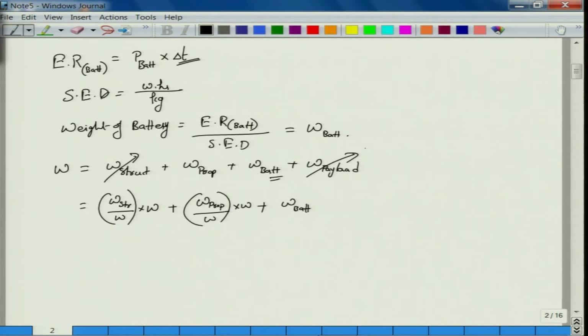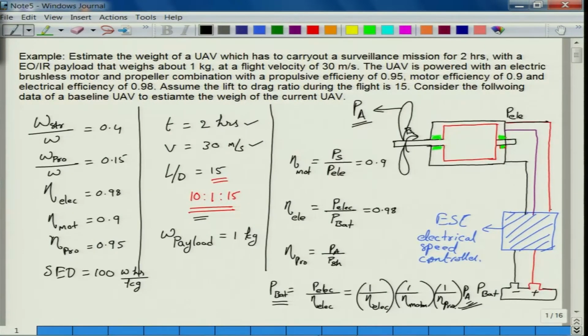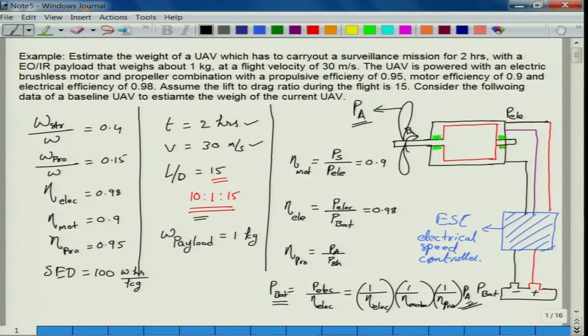If delta T changes, the battery weight changes here, because this battery weight is equal to P bat, the power that needs to be delivered from the battery, times delta T upon SED, specific energy density. So, this power at the battery depends upon the power available. So, it depends upon the flight conditions as well. So, from one mission to the other mission, the overall power requirement changes. So, if you are flying at a different velocity, the power that needs to be made available from the power plant to the system changes, right. So, at the same time, when you are flying at a different L/D, you have a different power requirement altogether.